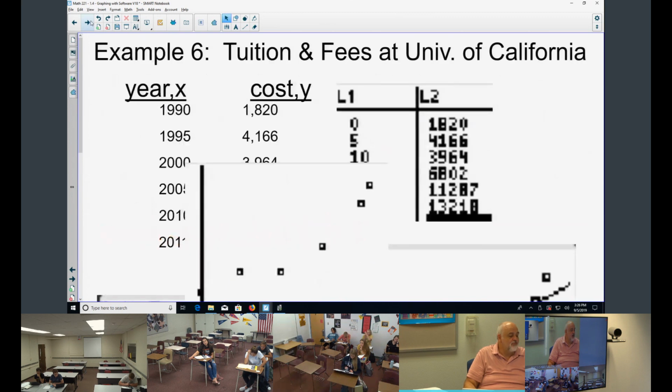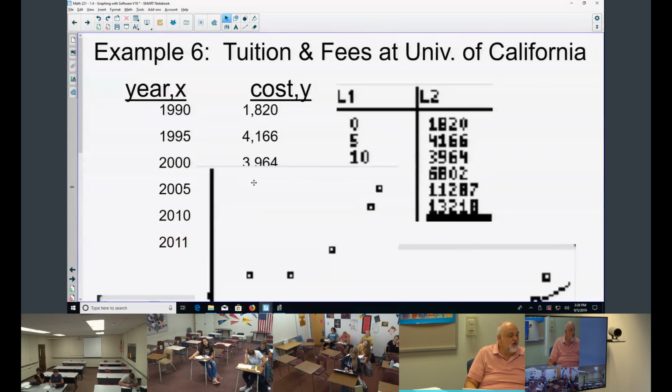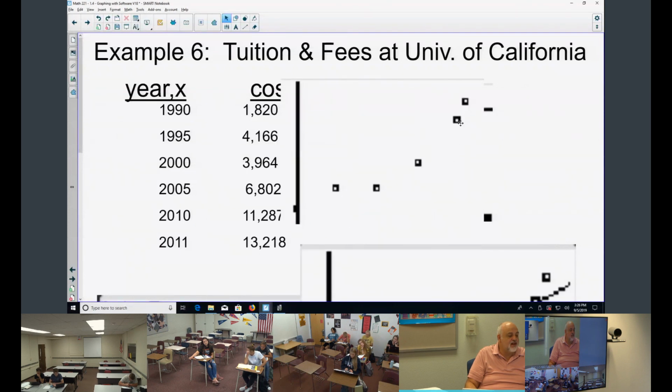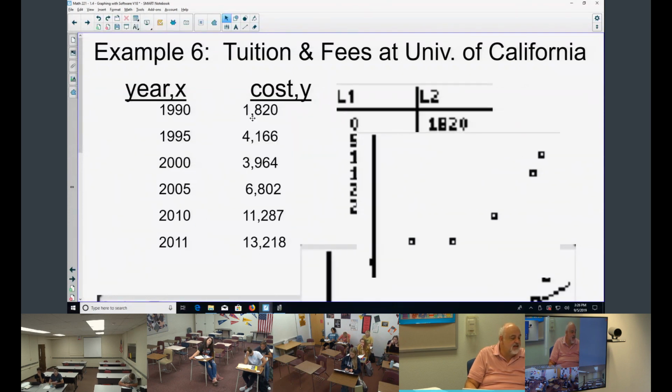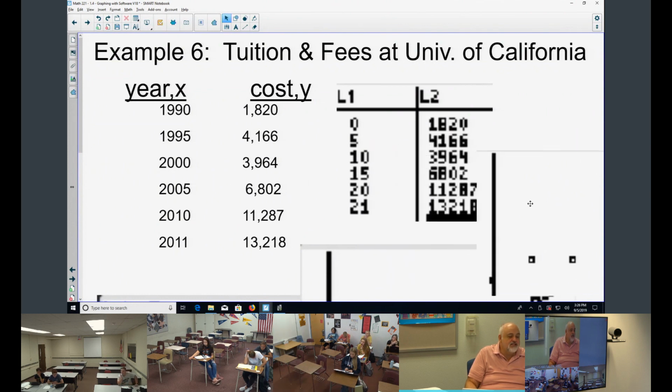Okay, so this is like a stat plot, and the idea is that we'll take data and just type it in and graph it. So let me say a couple of key things about example 6, and then I'm going to have you put in the data on the sheet. If you'll notice, this is my raw data: tuition and fees at the University of California. So here's the year, and then here's the cost. And so we're looking at the increase.